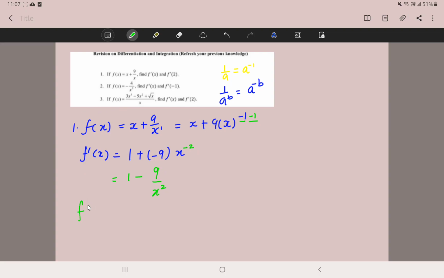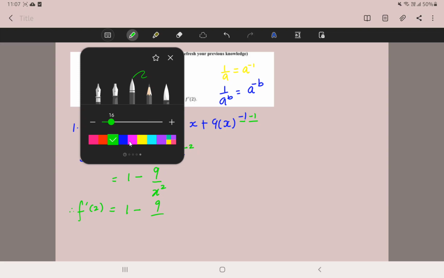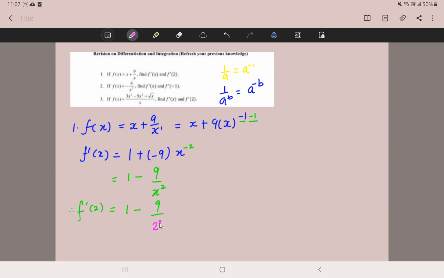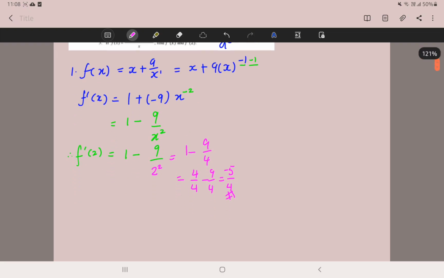So f prime of 2 is basically, you just substitute the value of 2: 1 minus 9 over x squared. So x is 2, then you square it, which is 1 minus 9 over 4. You just press your calculator; this is actually 4 over 4 minus 9 over 4, which is negative 5 over 4. So it's very simple, right?